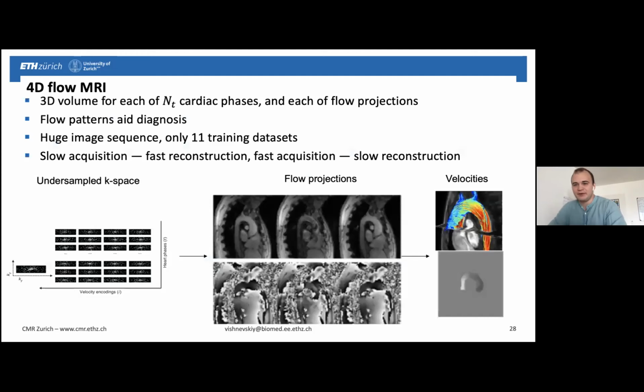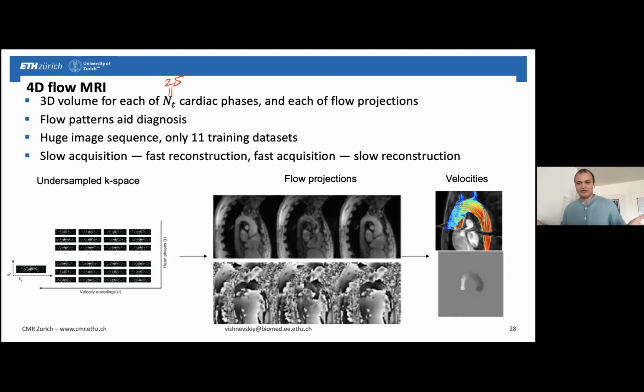So there are two problems that I will consider today, and we'll not go into details about the imaging process, but rather look at this from a data perspective. So we had 4D flow MRI, and in this, we have a huge data set. We have NT cardiac phases, so we image a beating heart, and NT is around 25. And then each 3D volume is something like 100 by 100 by 50. And this 4D array is acquired for each of the flow projections, so that we can then recover the 3D velocity of the blood flow in the aorta.